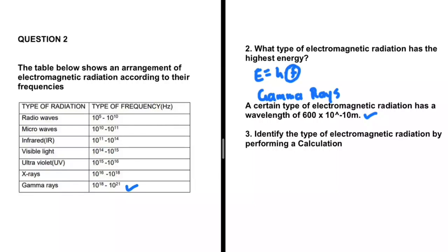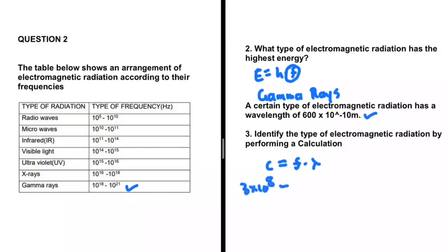So let's go ahead and take a look. We know that speed, in our case denoted by c for electromagnetic waves, is equal to the frequency multiplied by the wavelength. So c, the speed of light, is 3 times 10 to the power 8.